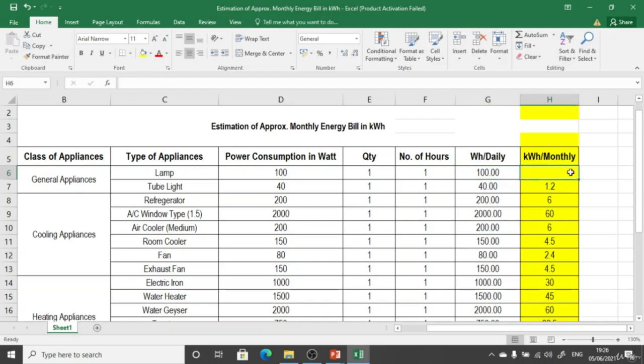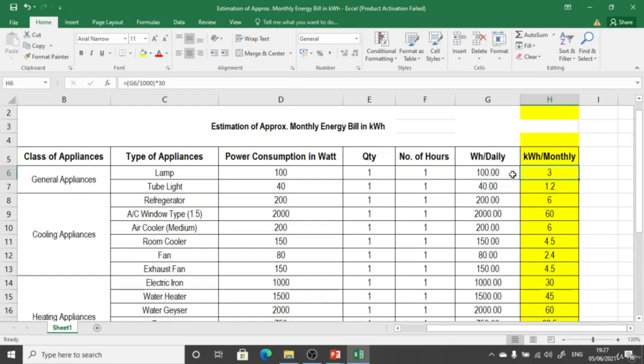For that purpose, we write a formula: equal to, in a bracket, we select the watt hour per daily capacity of this lamp, divided by 1000, because we are converting watt hour into kilowatt hour, multiplied by 30. So 30 means, as it's consuming 100 watt hour daily, multiplying by 30 gives how many units are consumed monthly. So we write the formula over here and press enter.